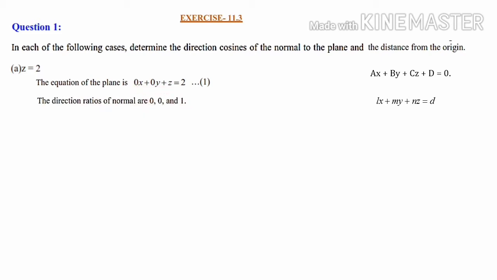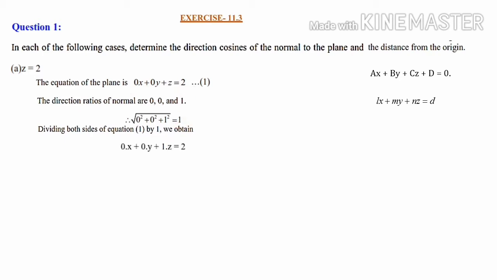And next we have to go for the sum of the squares and then its square root, that is the root of 0 square plus 0 square plus 1 square. We have calculated the value, we have got 1. Now just divide both sides of equation number 1 by 1. This is equation number 1, we are dividing it throughout by this 1.